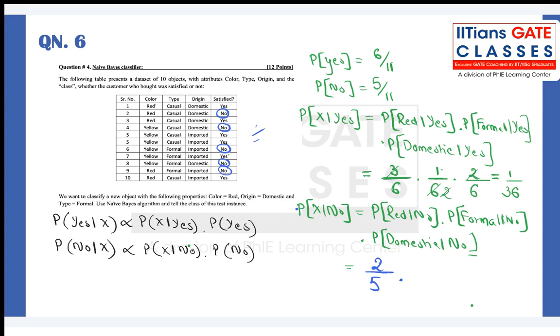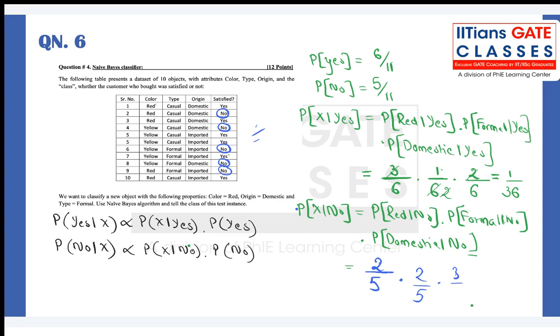And why am I looking at red, formal, and domestic only? Because that is what is asked in the question. The new object has properties color as red, origin as domestic, and type as formal, and you need to tell me which class it belongs to. So look at all the no's and try to find out which are formal. You will see 2 out of 5, and domestic you will see 1, 2, 3, so 3 by 5.